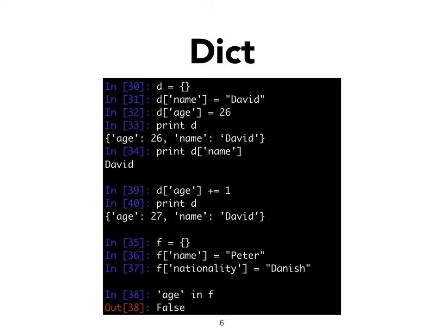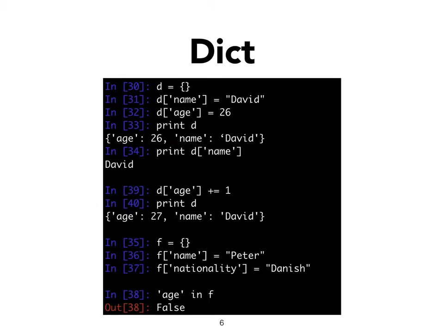You can also print out a specific value at a specific key. You can do that by saying print D and then putting in the key in square brackets. Then you can work with the values that are stored in the dictionary like you normally would. You can say D["age"] += 1, and then you get my actual age.